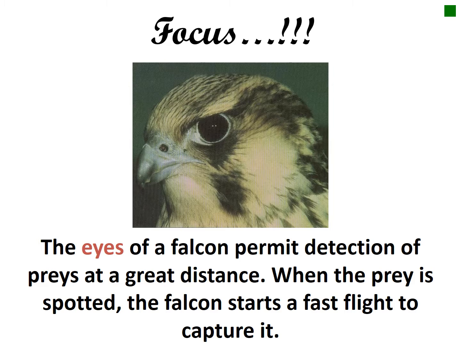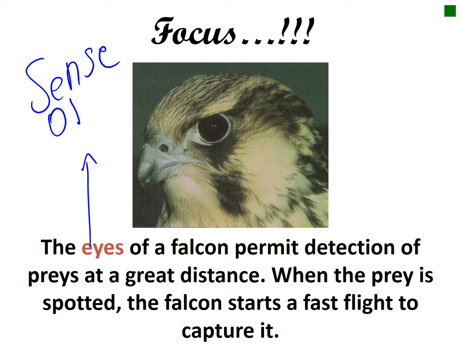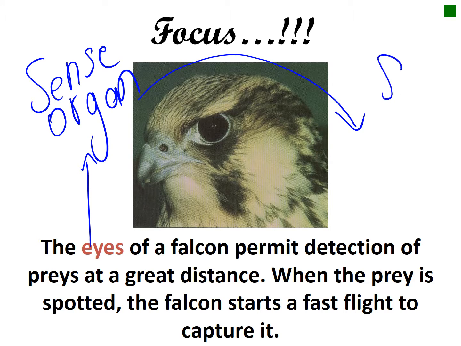Let's see first with the falcon. The eyes of the falcon permit detection of prey. So the eyes, they are called the sense organ, while the sense is called vision.